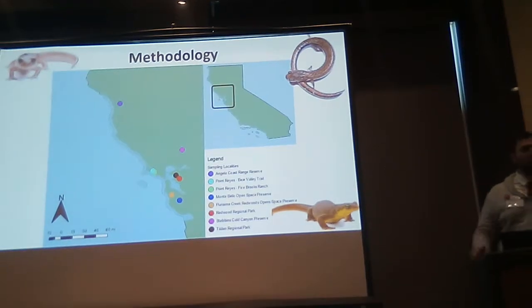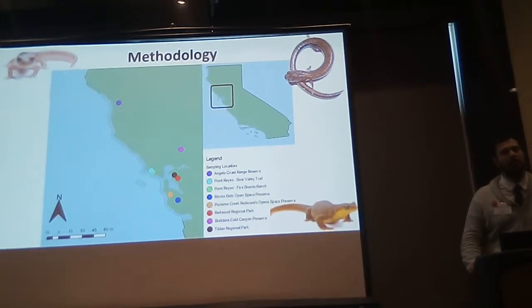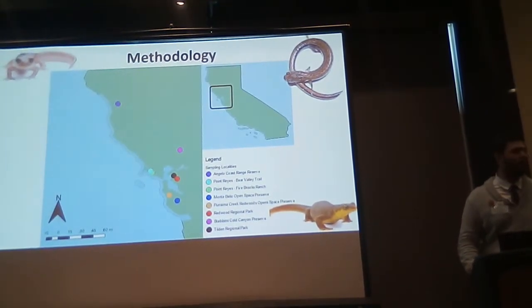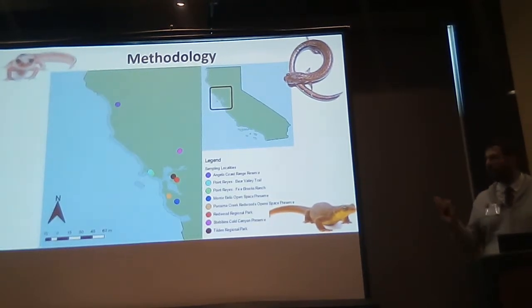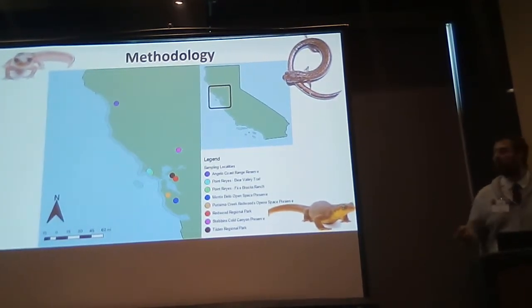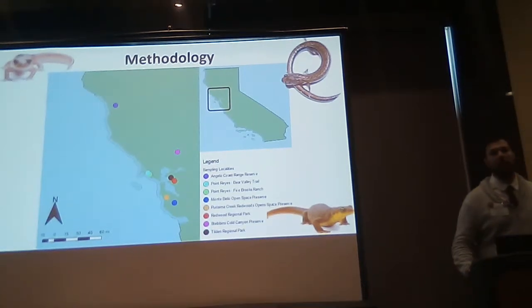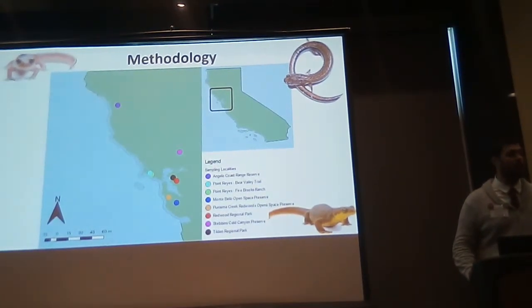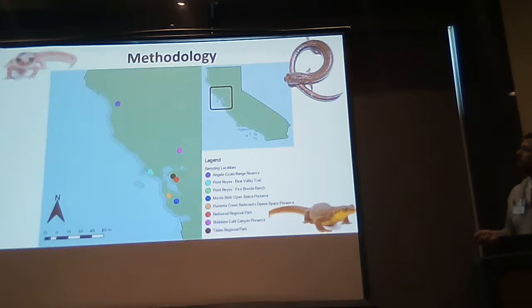We looked at multiple locations throughout the San Francisco Bay Area. We attempted to sample all species at each location, but the ranges really don't overlap. But we did make sure to include at least two species of the ones I mentioned before per location.